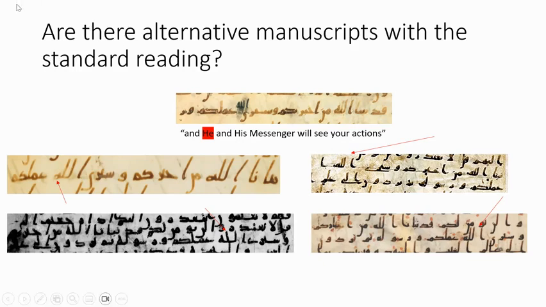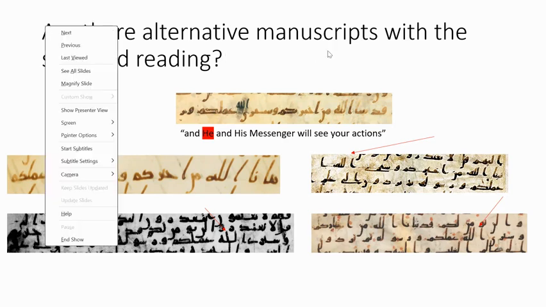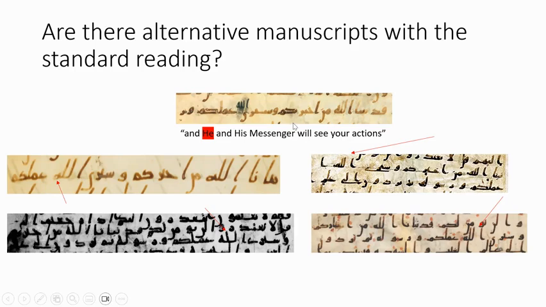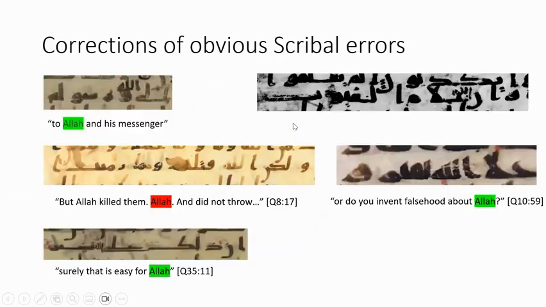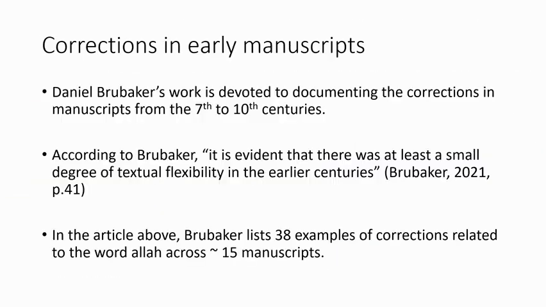So this is actually a point which I think Brubaker himself had made. If you look at the Allah corrections, a third of them come from the same manuscript. So what does that suggest? That scribe might have been more careless, right?